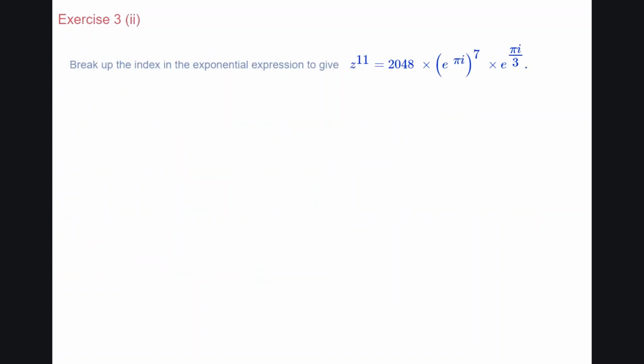Next, break up the index in the exponential expression to give z to the power of 11 equals 2048 times e to the pi i, all raised to the power of 7, times e to the pi i on 3. Then use the results for e to the pi i and e to the pi i on 3 to obtain z to the power of 11 equals 2048 times -1, all raised to the power of 7, times cos pi on 3 plus i sin pi on 3.